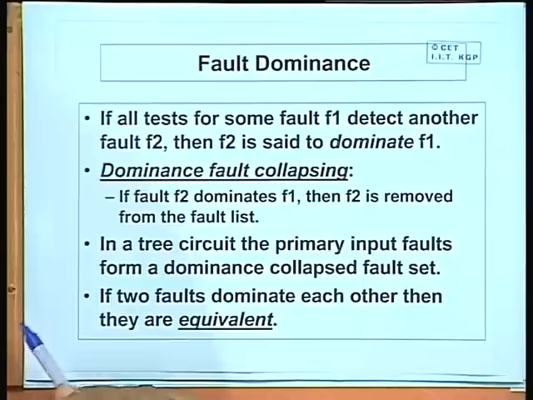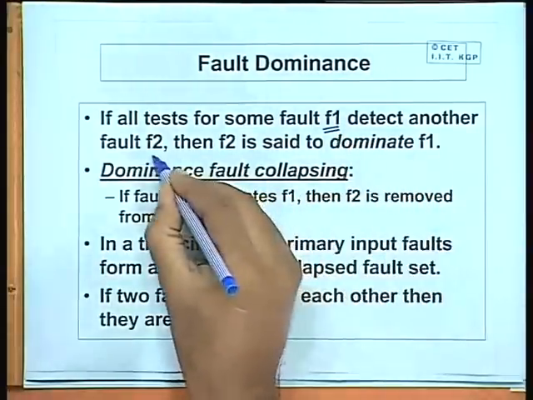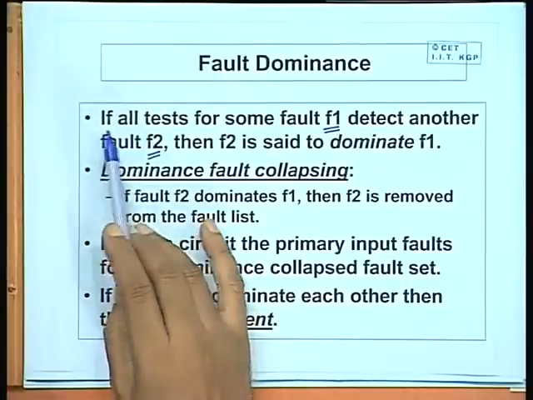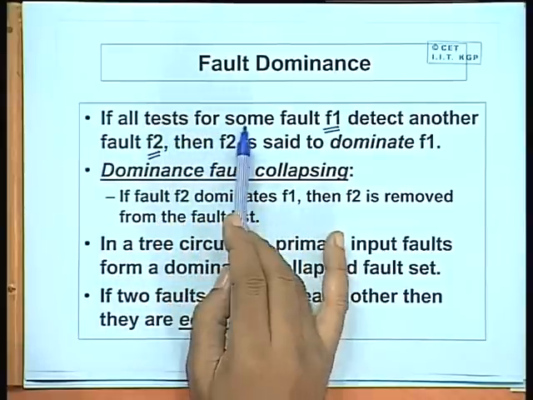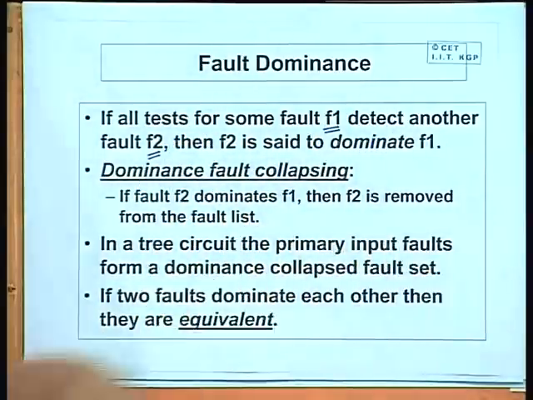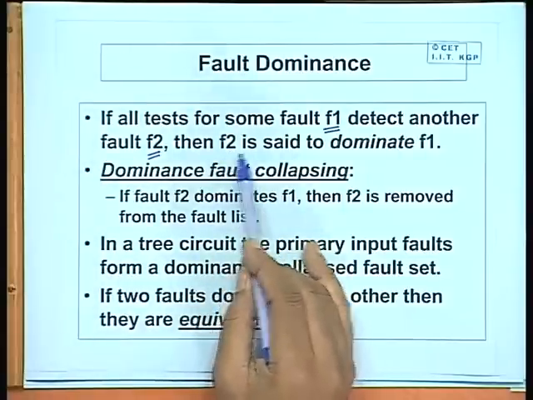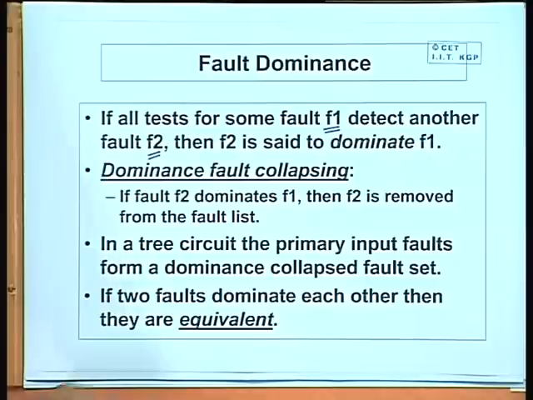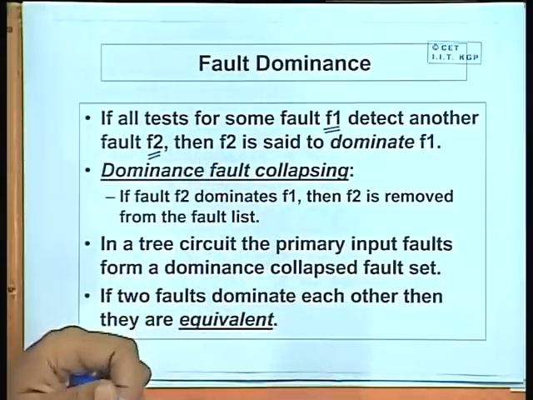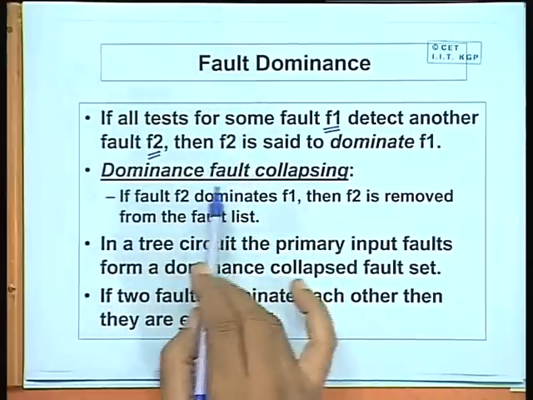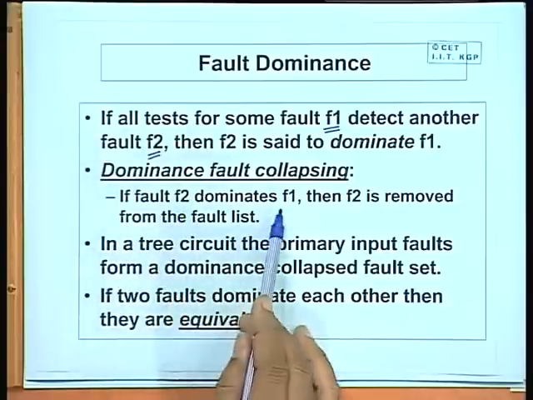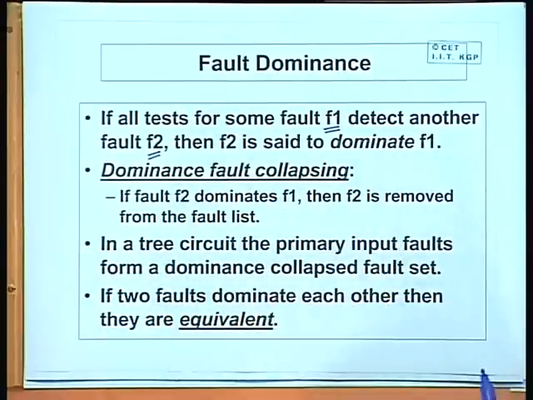The definition of dominance says that, suppose we have two faults F1 and F2. If all test vectors that detect fault F1 also detect fault F2, then we can say F2 dominates F1. So, what does this mean? If we generate any test vector to detect fault F1, that test vector will also detect F2. So, why not we remove F2 from consideration? We can delete F2. We take only F1 and we try to find out a test for F1. Okay. So, dominance fault collapsing says, if a fault F2 dominates F1, then F2 can be removed from the fault list. Okay.